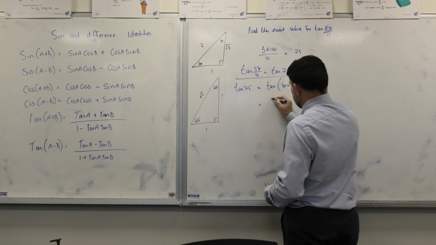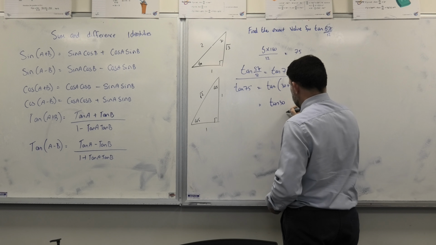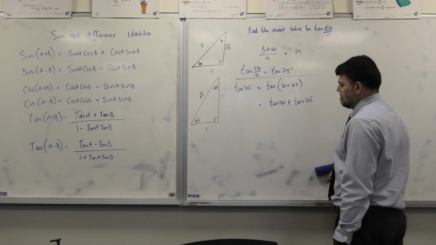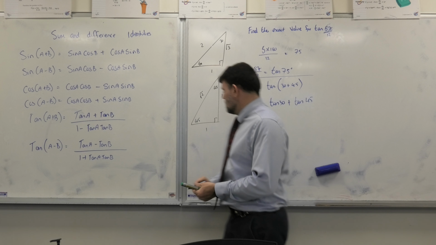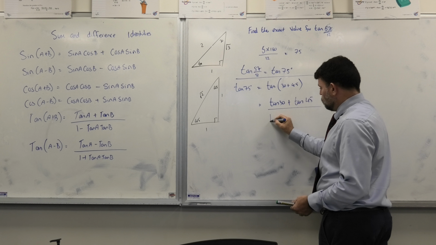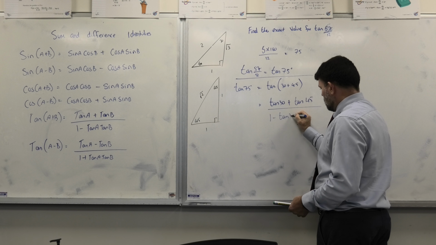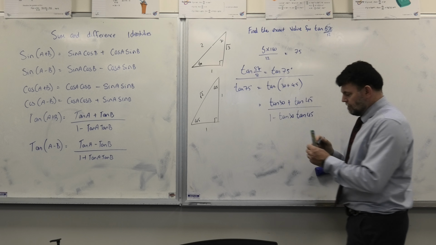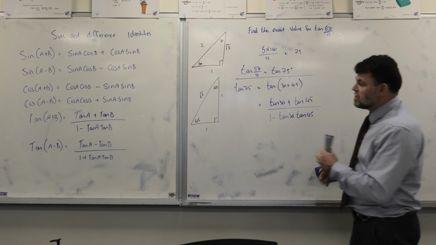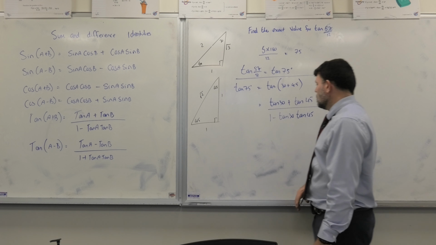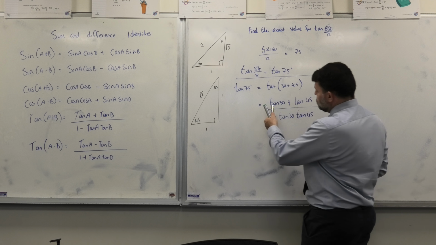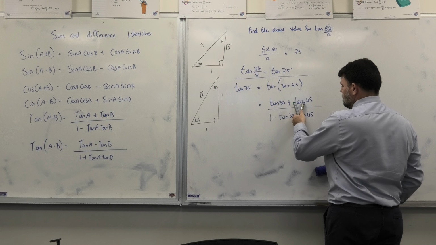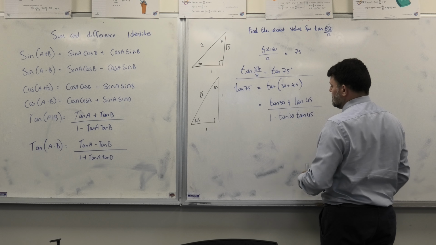So we would have tan 30 plus tan 45, plus because we're using the top part, over 1 minus tan 30 times tan 45. So now I'm using this identity to help start solving this. Now we need to work out what is exactly tan 30 and what is exactly tan 45, in terms of coordinates, and do the same thing in each case.